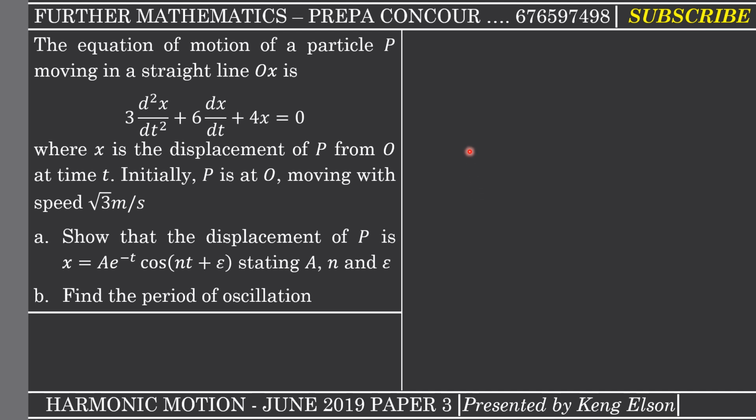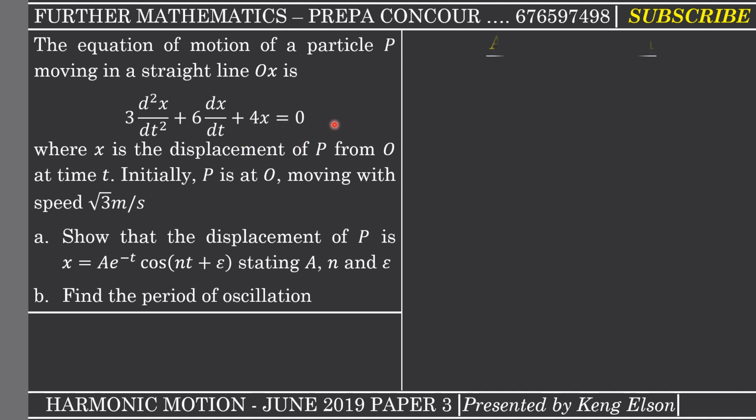All right. First of all, to show this, the equation here is just the general solution to this second order differential equation. But after doing that, we need to apply the initial conditions to find the values of a, n, and epsilon. So how do I get a general solution of such a differential equation?